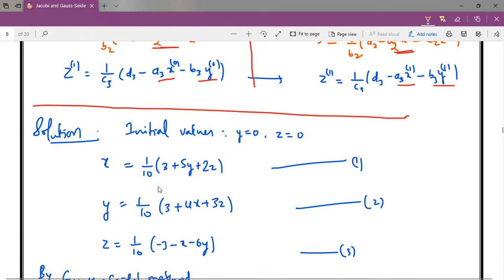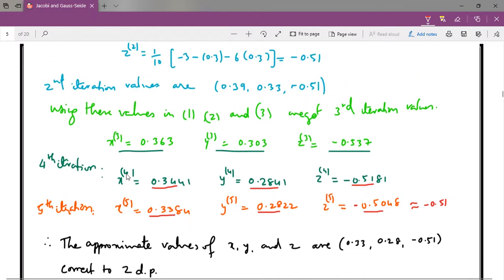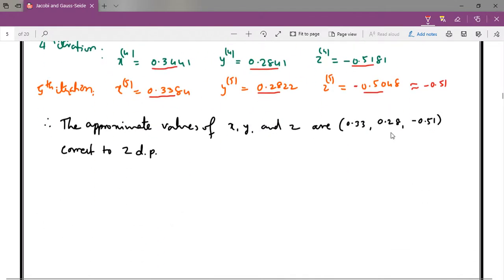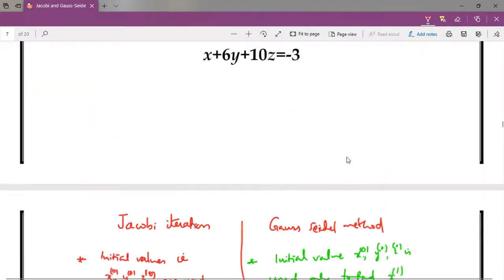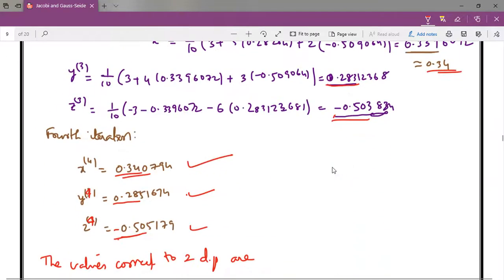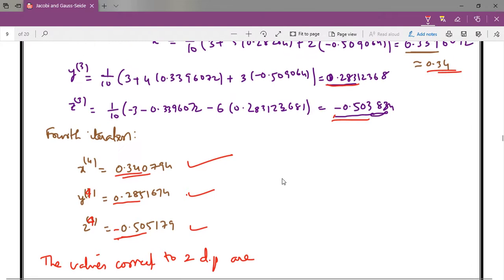See, now we can compare this solution. This is the solution for Gauss-Seidel. Okay. And you can compare the solution for Jacobi iteration. See, x, what were the approximate values, 0.33, 0.28, minus 0.51. Okay, we have approximated that. So here also we got almost the same values, 0.34, 0.28, minus 0.50. Okay, right.